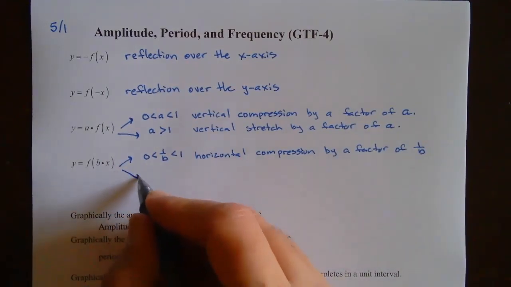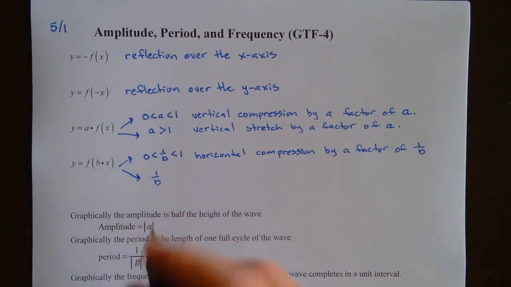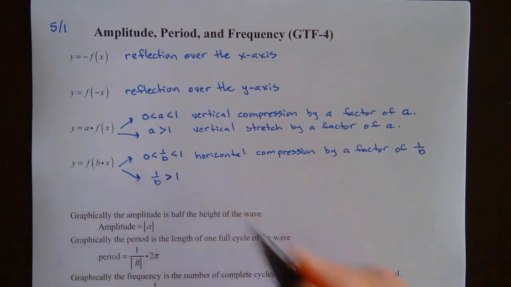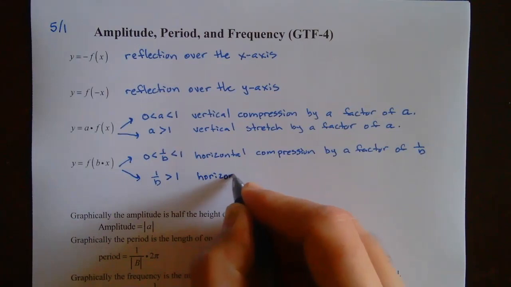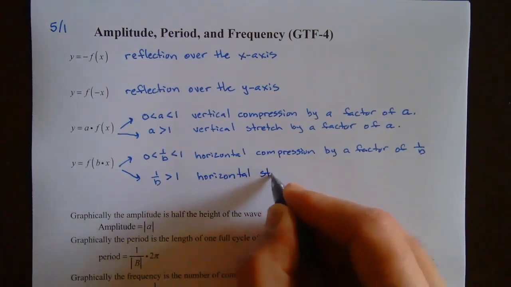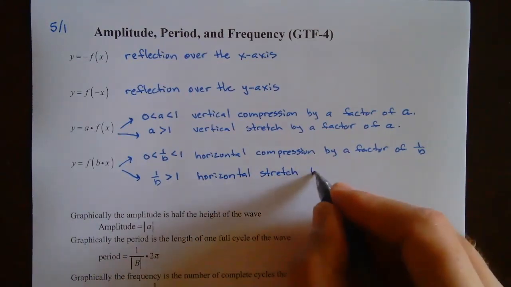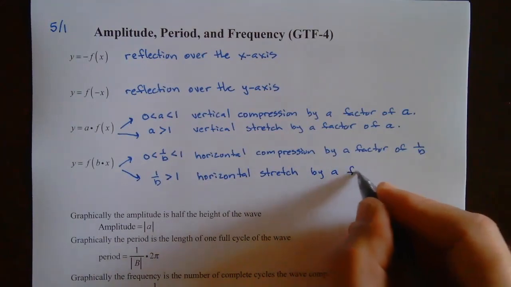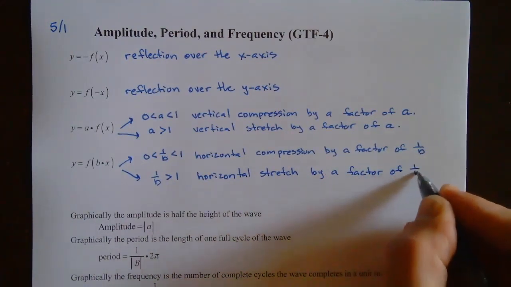Now, when we take the reciprocal of b, if 1 over b, when we flip it, is bigger than 1, then that's going to cause a horizontal stretch, because the thing we're multiplying by is bigger than 1, by a factor of 1 over b.